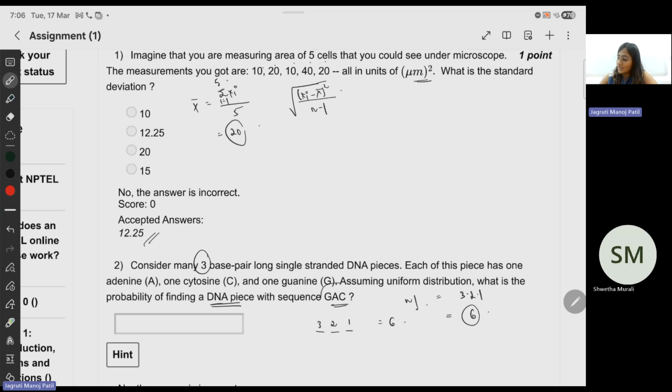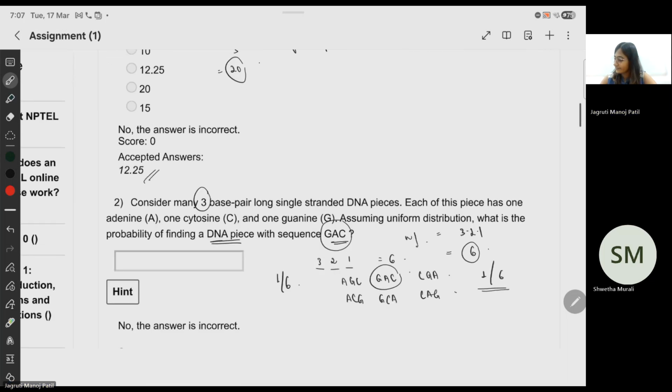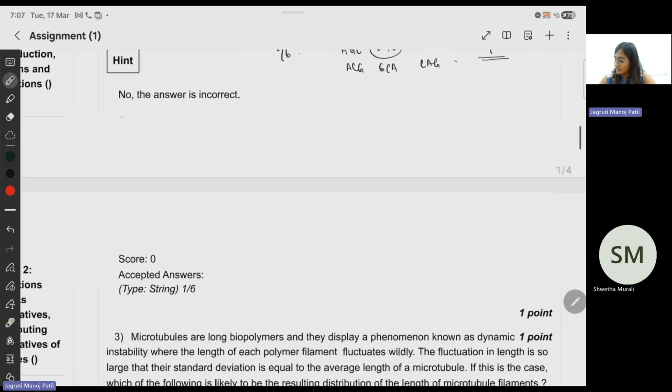Now the probability that it should be exactly GAC, and we saw that it shouldn't repeat itself, would be nothing but 1/6. If you have to write them out, the first can be AGC, then GAC, then CGA, then ACG, then GCA perhaps, and then CAG. So we have GAC and all the others, so 1 out of the total of 6, then 1/6.